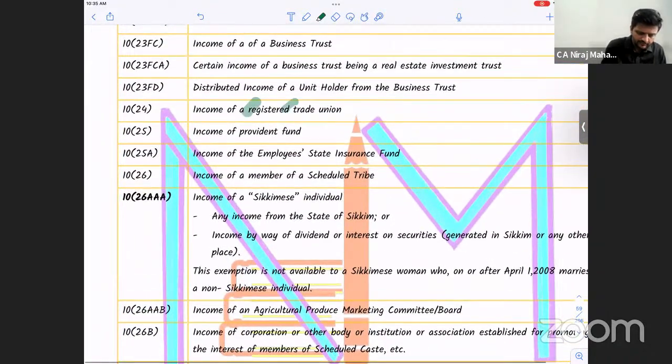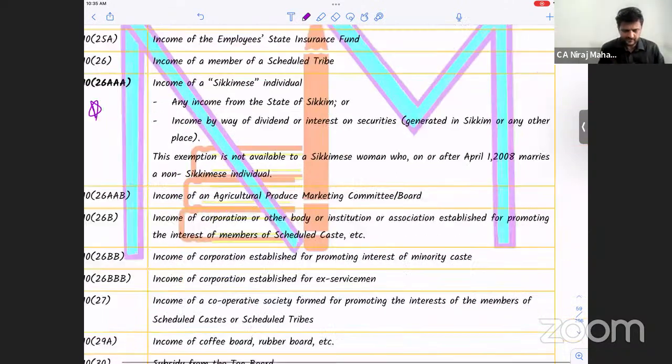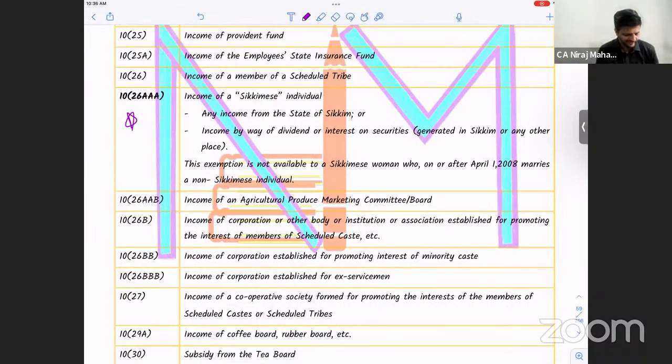Income of a registered trade union. I have not done it in bold, but again, you should. Just for time pass, I'm checking some ventures or organizations whose incomes are exempt. Section 10(26AAA). Interesting. But fine, we'll do it.